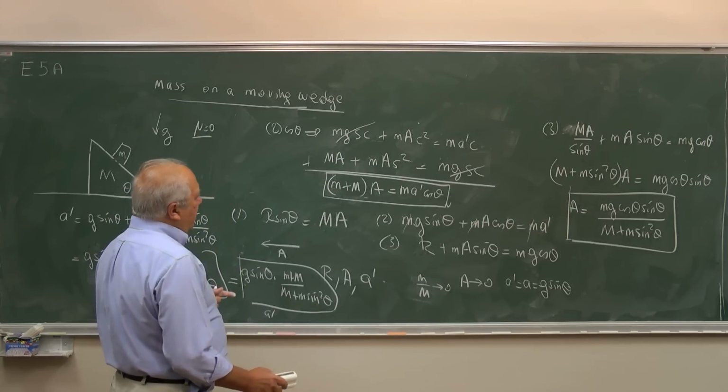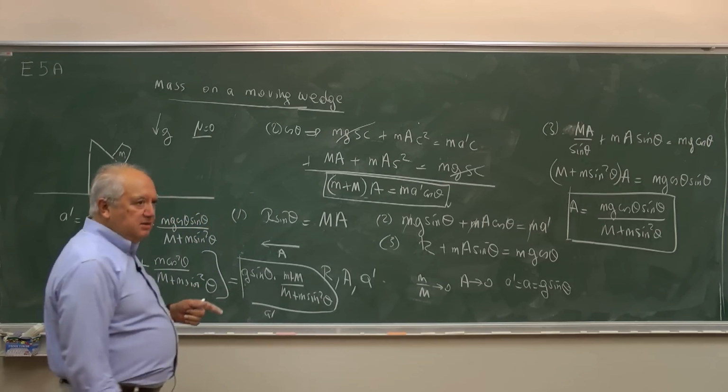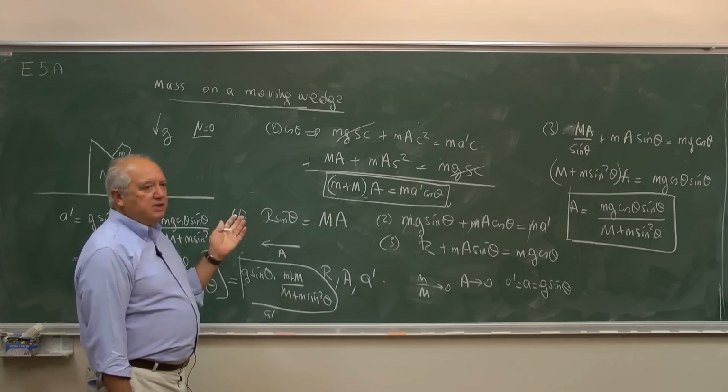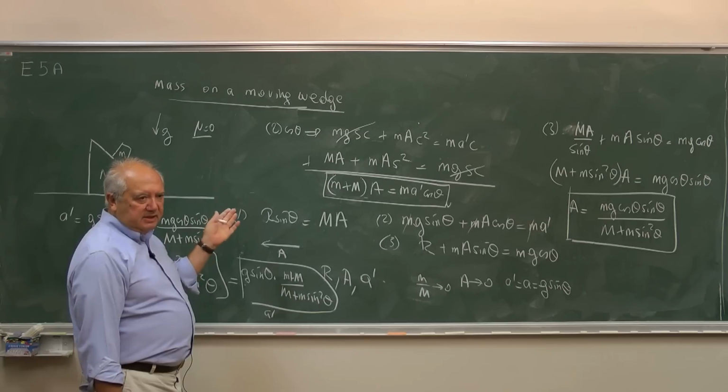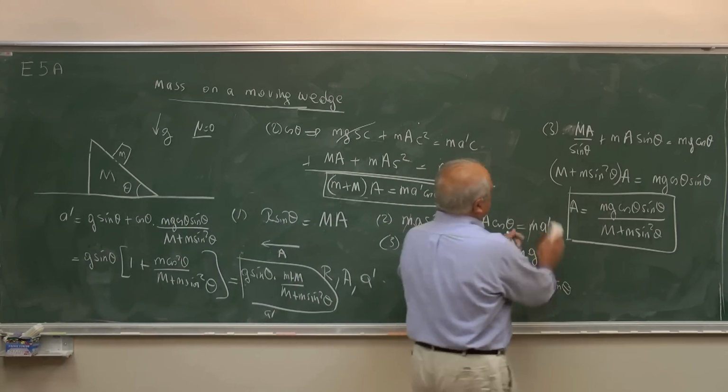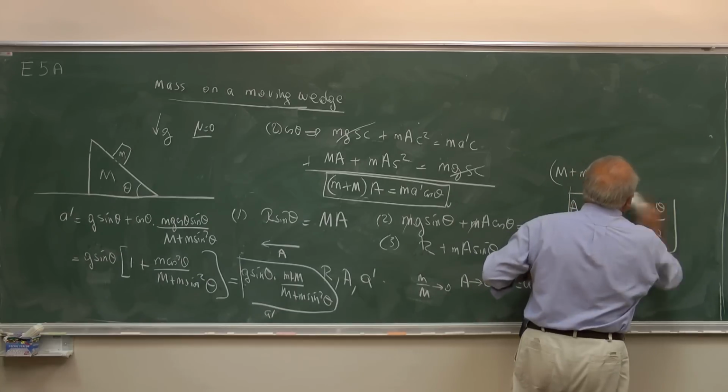One last thing I want to write is the relation between A prime and A, because after all, what is A prime? A prime is the acceleration as measured by an observer on the wedge. How does it look to a person on the ground? Now we can do that very easily. I am erasing this. Okay.